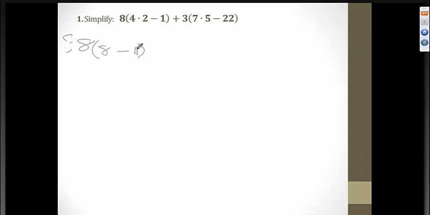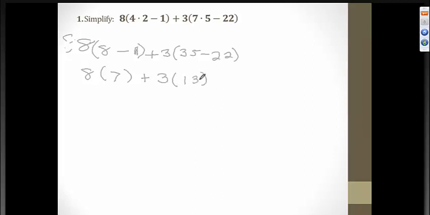Then I'm going to go over to the next parentheses, and I'm going to do 7 times 5, which is 35. The rule is I have to finish what's in the parentheses. So I'm going to write this 8, and then inside, I'm going to do 7. I'm going to do the same thing on the next one. I'm going to have 35 minus 22, which is going to give me 13.